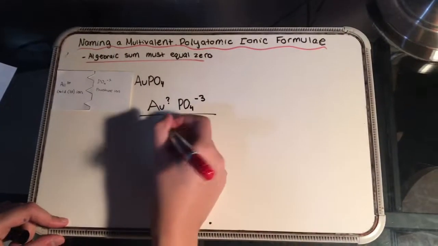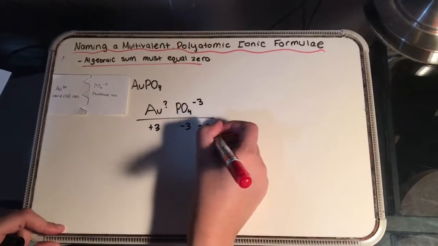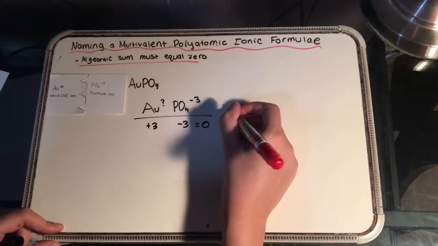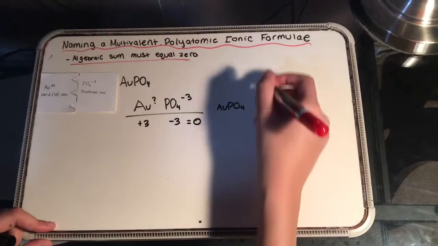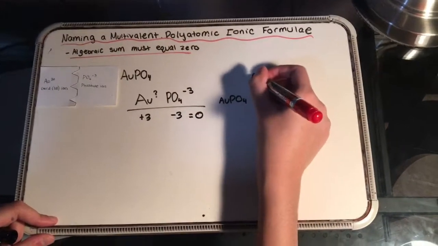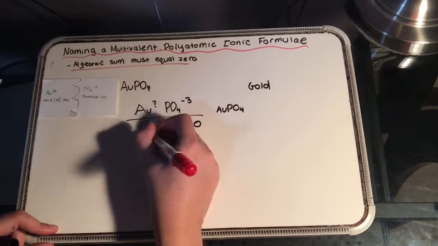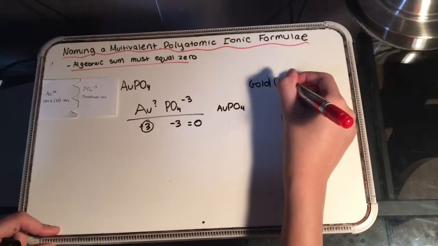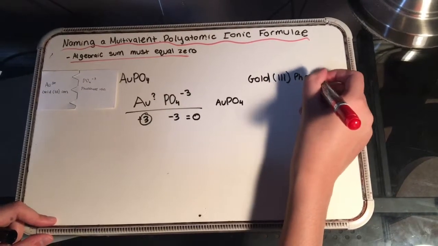And that will leave us with one gold atom and one phosphate atom, which gives us the original formula. To write this, we write the metal first, Au, which is gold. We write 3 in Roman numerals because that is the ionic charge we used. And then we write the polyatomic ion, which is phosphate.